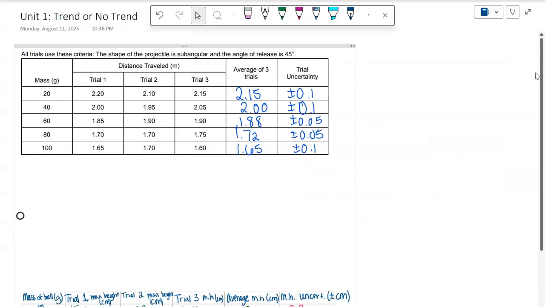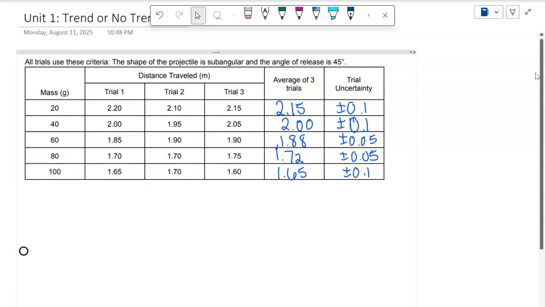All right, you guys, we're going to go ahead and look at what we do when we're determining trend or no trend. And after we've determined that, what do we do moving forward to get some estimated values? So let's say we have this top table here.